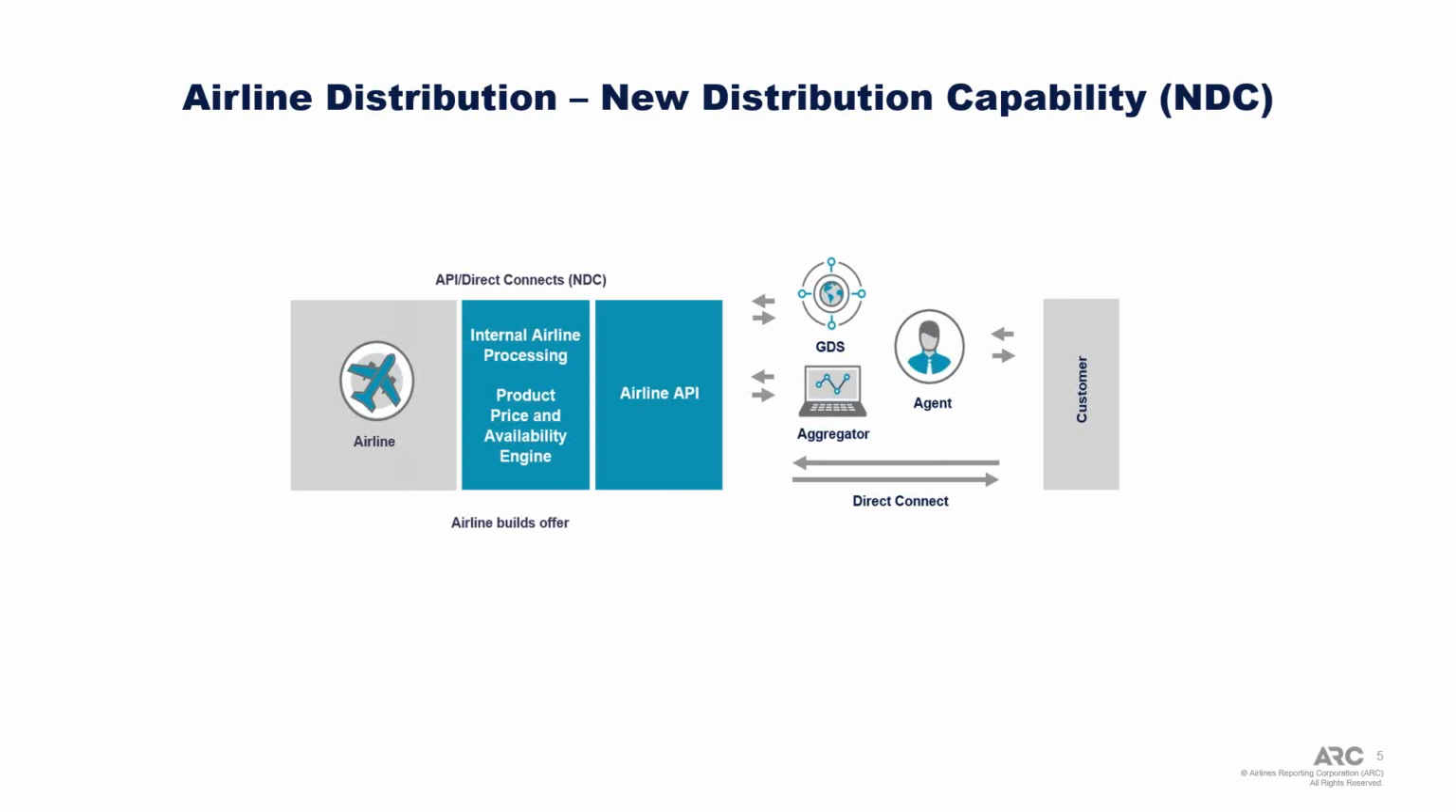The XML schema is what's used to do the booking, the shopping, the actual final ticketing. So that is what is used to communicate between the parties.